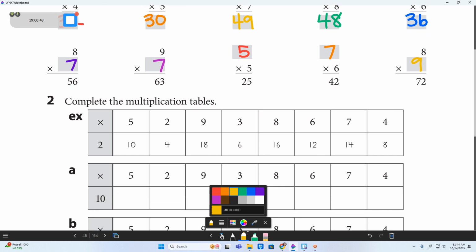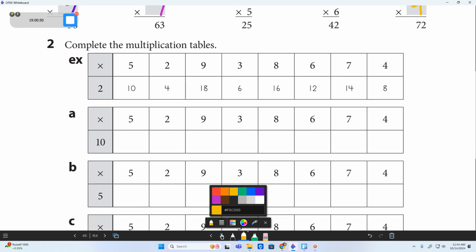All right, I'm seeing some ratio tables, although I think I'm just going to think of it as more multiplication facts. So notice in this box right here how it says times 10. So we're going to take every number and just multiply by 10. 5 times 10 is 50. 2 times 10 is 20.